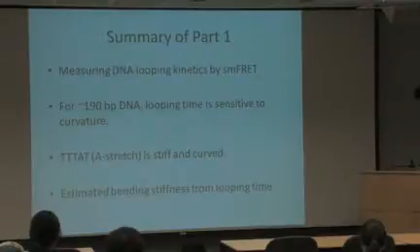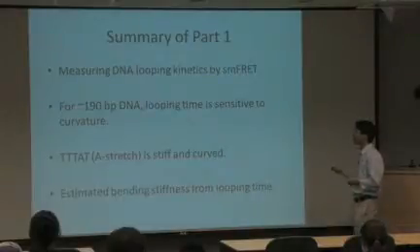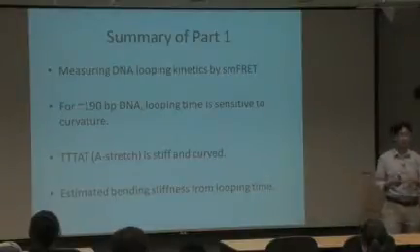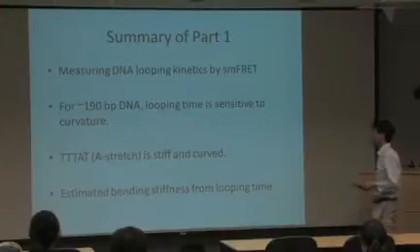And so this is a summary of the first part. We measure DNA looping kinetics by single molecule FRET, and the length of the DNA molecule is about 190 base pair long, 90 base pair. At that length scale, looping time is sensitive to curvature, so you cannot just ignore the curvature effect. You need to take both into account when you try to extract the looping time.